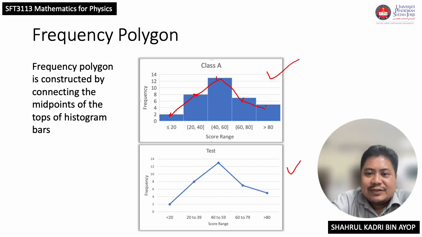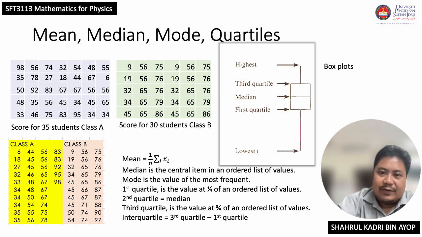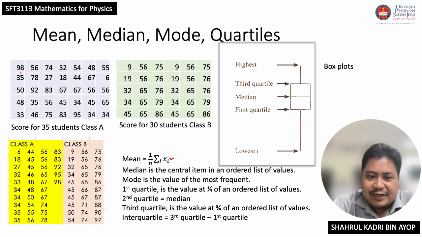Okay, next we go to several coefficients that we can use to represent the characteristics of your data set. We can have the mean, median, mode, and quartiles. What is the mean? The mean is the average of the data values. How can we calculate it? We add up each of the 35 data and divide by 35. It is summarized by this summation.